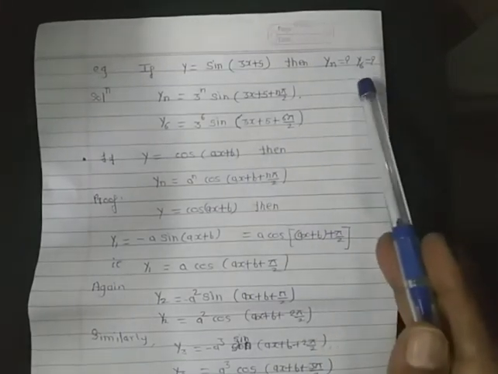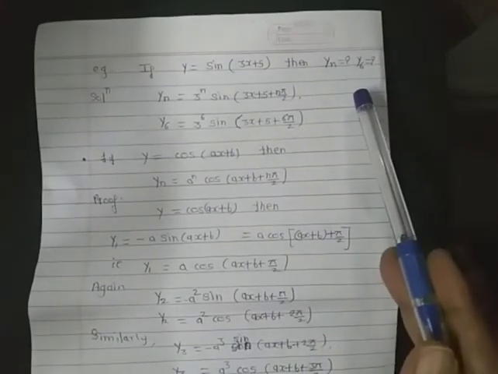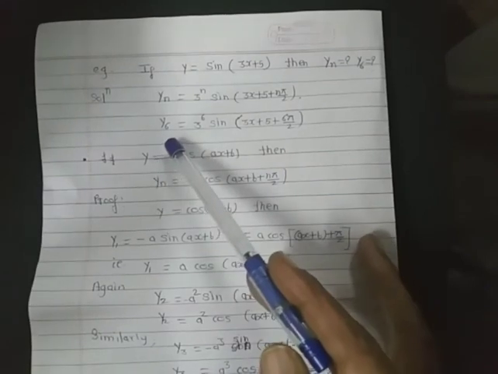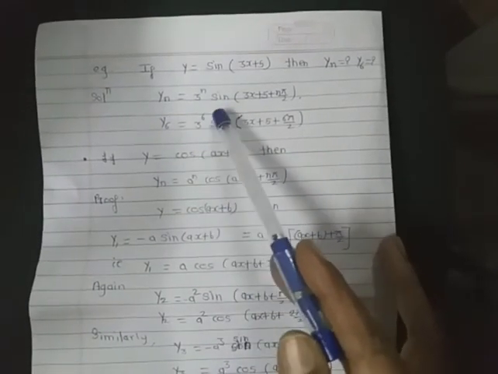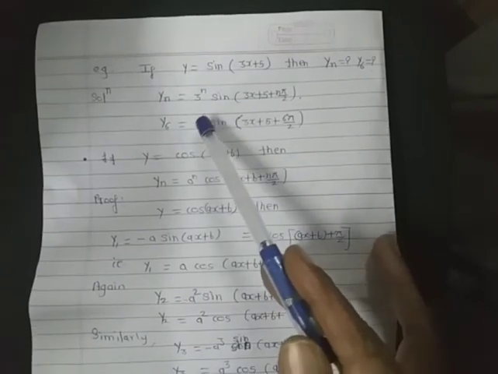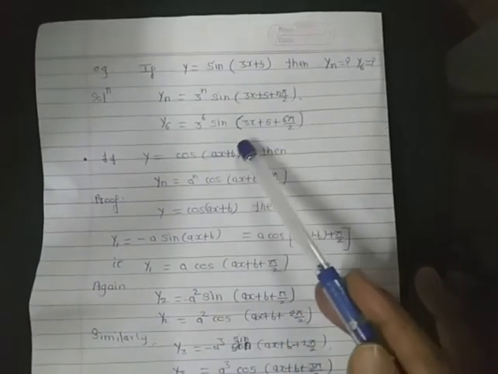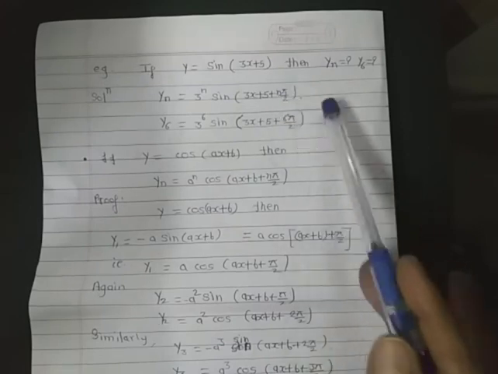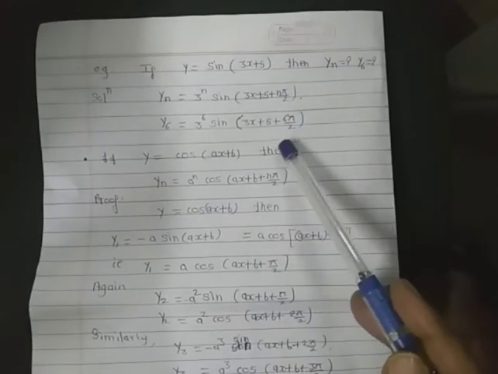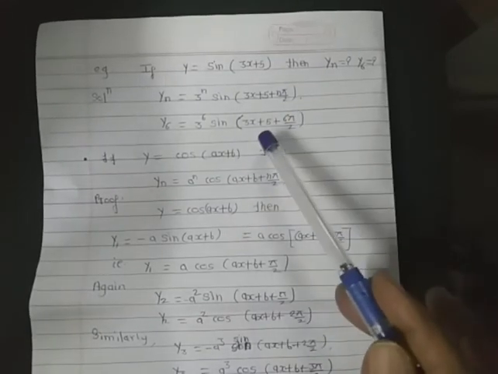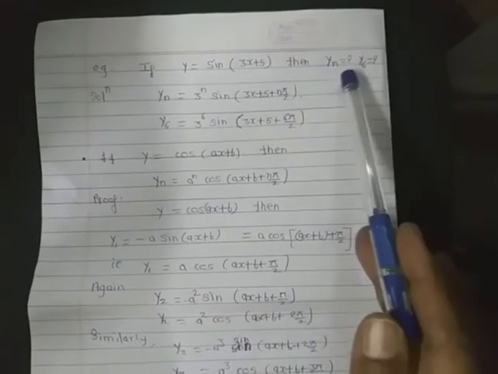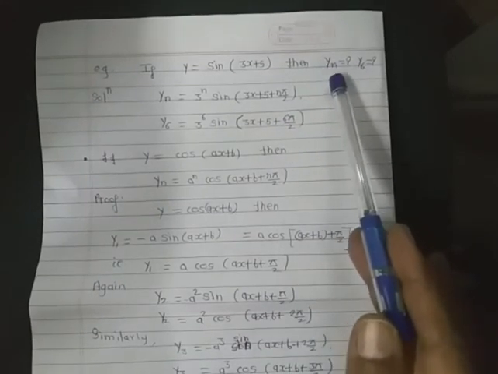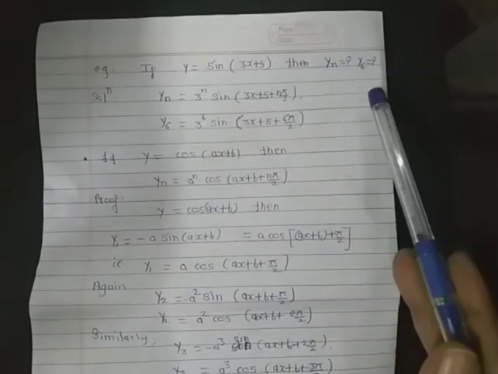And also we have to find y6. Put n equal to 6, so that we get y6 equal to 3 raised to 6 sine of 3x plus 5 plus 6 pi by 2. So that we can find derivative of yn, y6, y9 and so on.